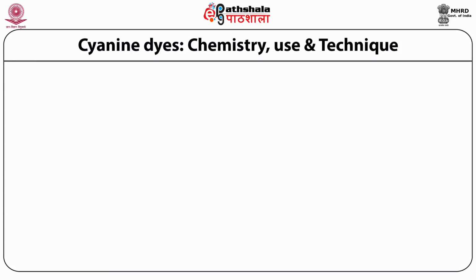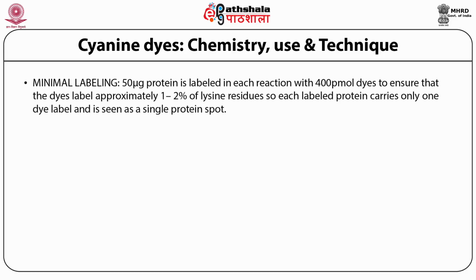We now try to understand the technique of differential in-gel electrophoresis that uses the technique of minimal labeling using cyanine dyes. 50 microgram of protein from either the control or the experiment is labeled with 400 picomoles of dye to ensure that the dye labeled is approximately 1 to 2% of the lysine residues, so that the labeled proteins carry only one dye label and is therefore called minimal labeling.